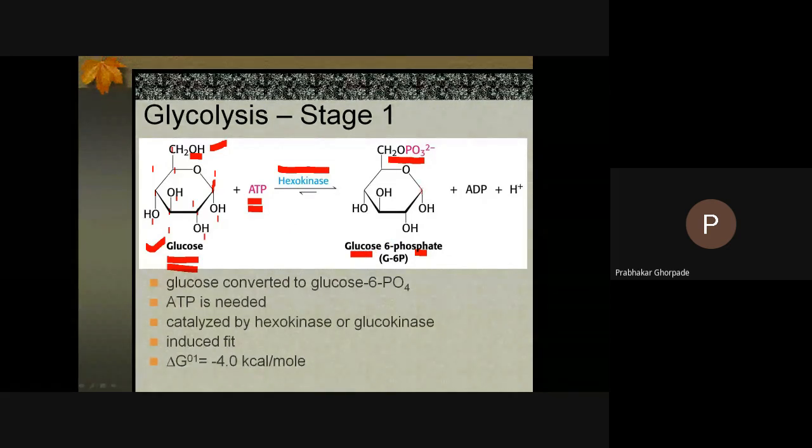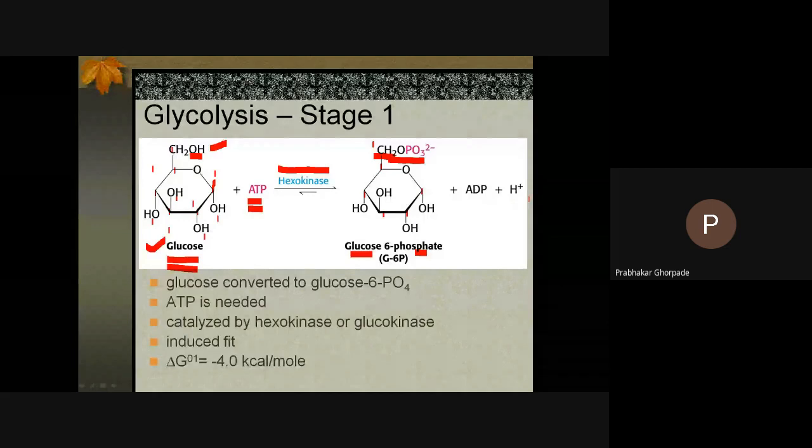Now we will count the number of carbons again. 1, 2, 3, 4, 5, 6. At the 6th carbon position, a phosphate group has attached. So that is why we call it glucose 6-phosphate. Now this ATP has been converted into ADP plus a hydrogen ion.